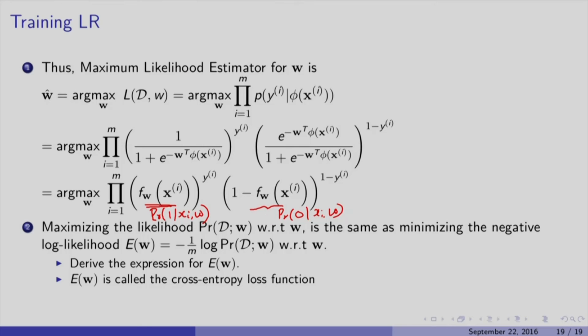One could also employ the standard tricks for likelihood by minimizing the negative log likelihood, and I have also put in a factor of minus 1 by m here for normalization, getting it to some standard scale. You can derive the expression for E(w), and it turns out that E(w) is a very interesting form called the cross entropy function. Minimizing this cross entropy function amounts to maximizing the original likelihood. So this cross entropy is actually a loss function.